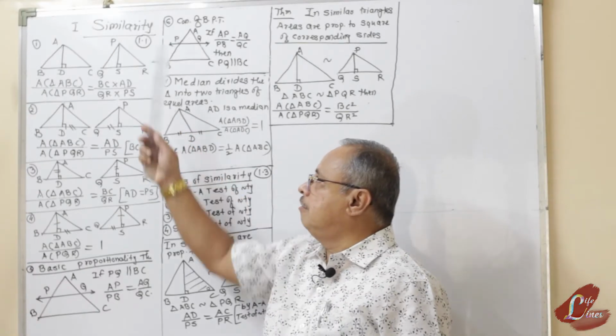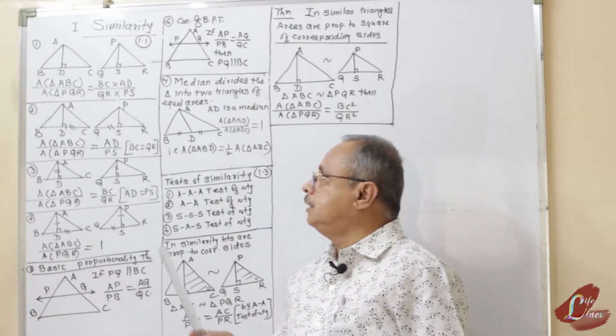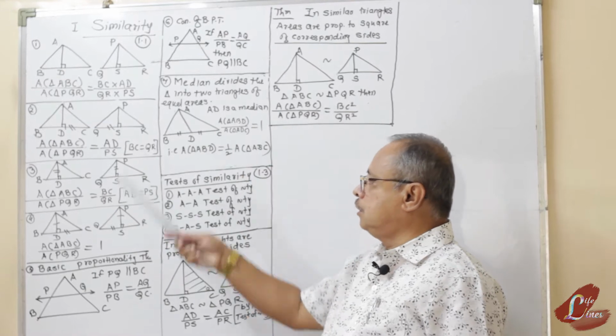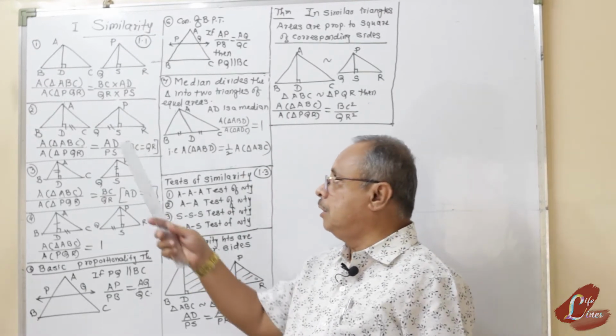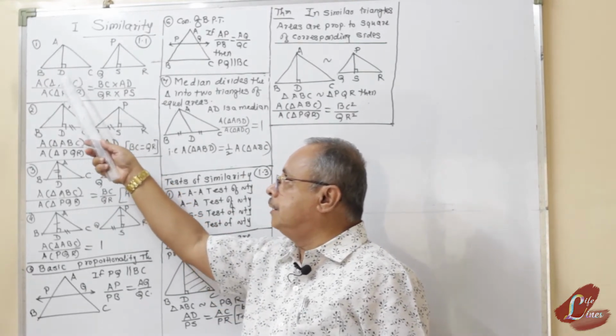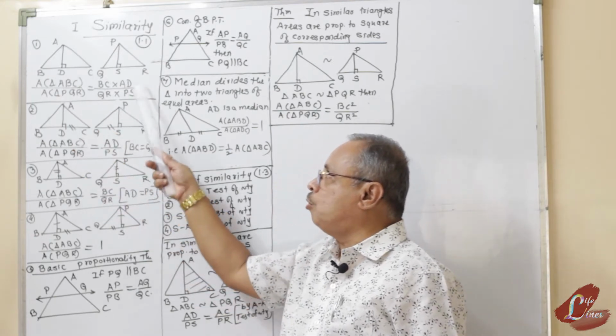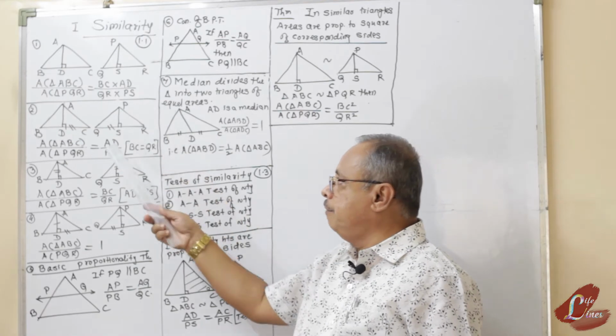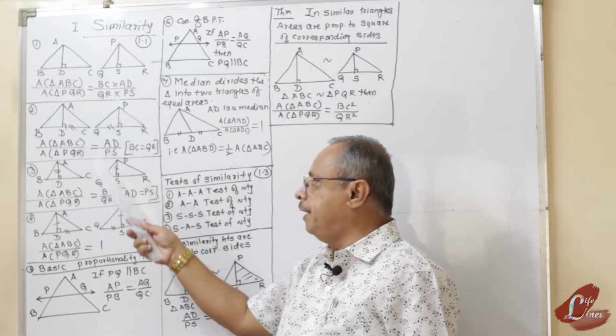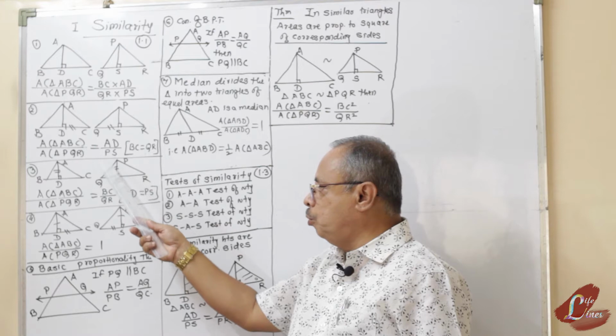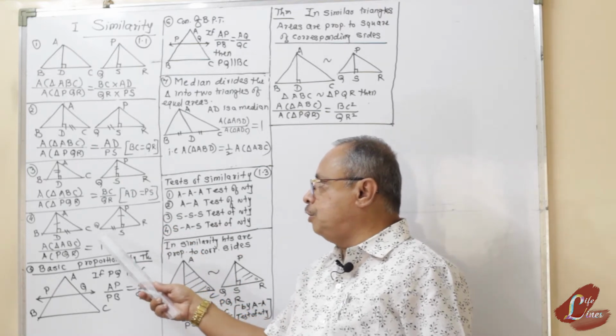In geometry, the first chapter is similarity. In similarity, we have these types of properties and theorems. Let us study the properties. In two triangles, areas of two triangles are proportional to the product of base and height. If base is same, proportional to height. If height is same, proportional to base. If both are same, ratio is 1.